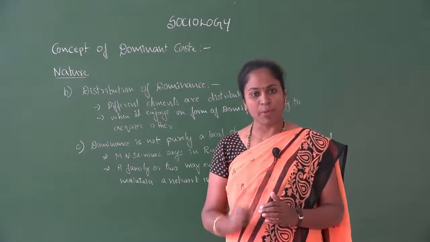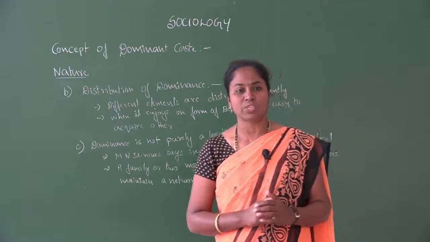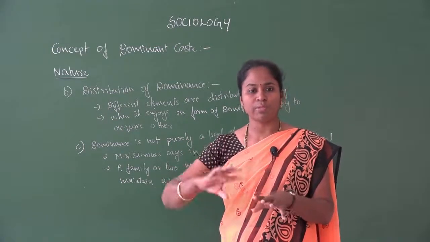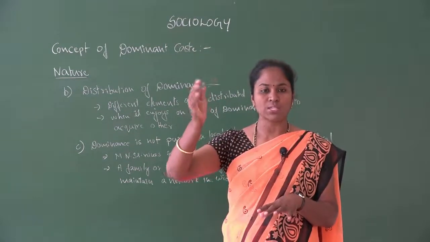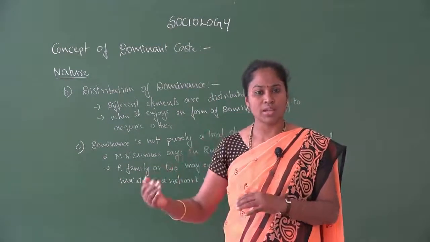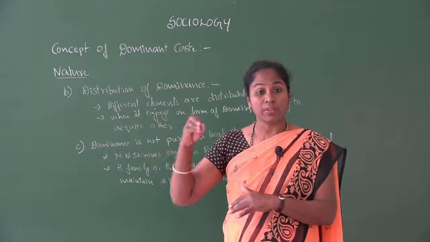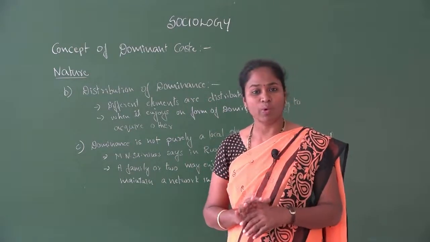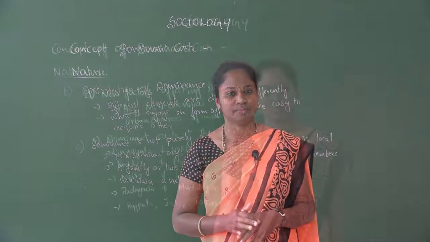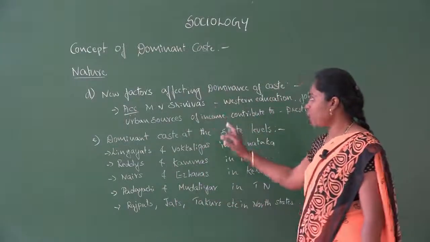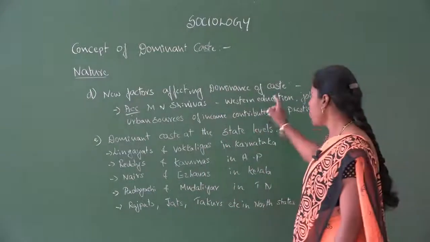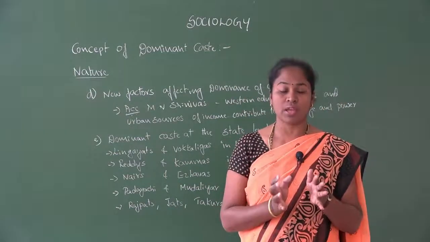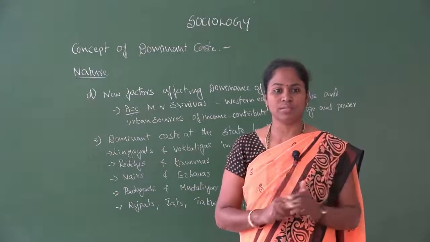Some of the dominant castes in the society dominate over other groups of people, where they are called the superior ones and other castes are called the inferior ones. Even if they are numerically very small, they still dominate the other groups of people in the society. Next one, new factors affecting the dominance of caste. So what are the new factors affecting the dominance of the caste?